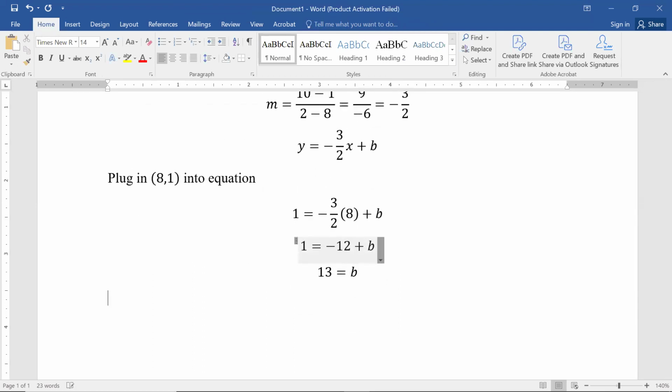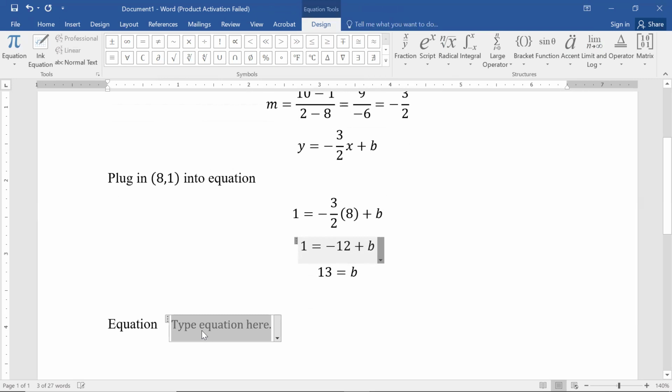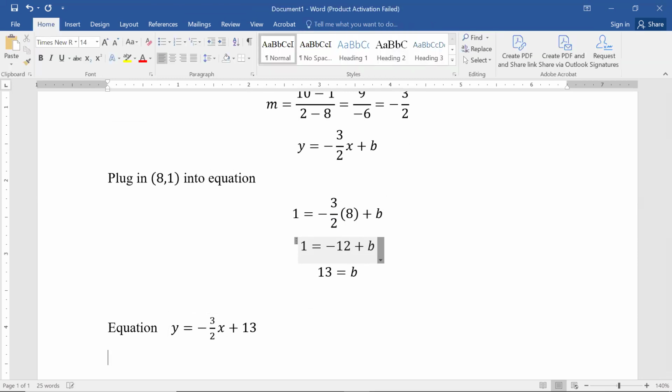So now that I have my m and I have my b, I am almost done. Remember, it asks for the equation of the line. So that means I just write my equation. y equals -3/2 times x plus 13. And that would be my final answer. y equals -3/2 x plus 13.